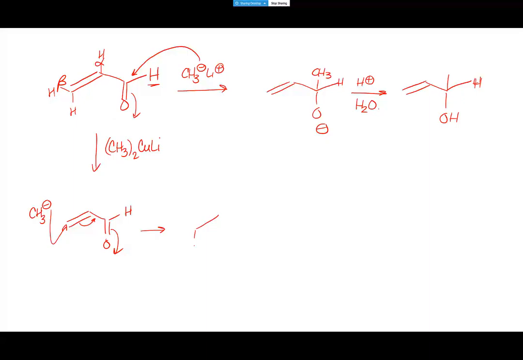And so I now ended up with my methyl group on the beta carbon, and I end up with this. And this is what's called conjugate addition. Now, I formed this alkoxide. It's not actually an alkoxide. I'll give it a proper name in a moment. I go ahead and add my H+. And what do I end up with?